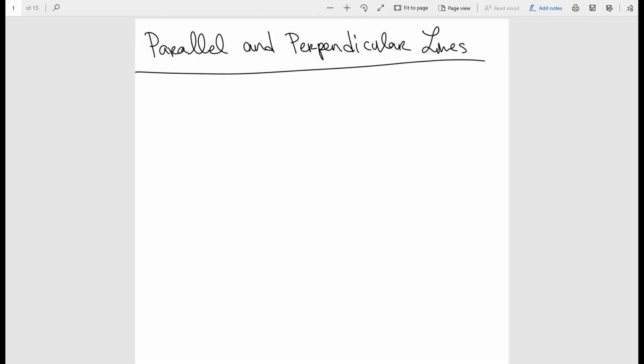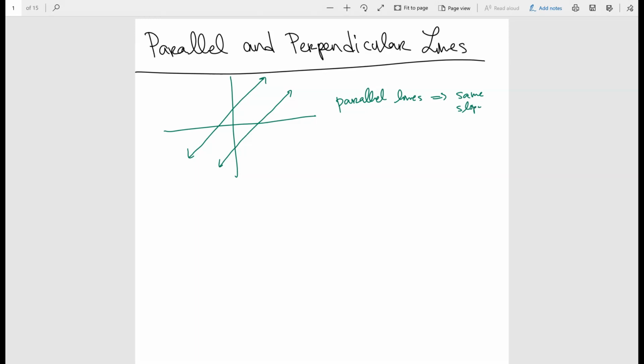Things to know about parallel lines is that if I were to graph two lines, lines will be parallel if they're going in the same direction. So basically, parallel lines have the same slope.